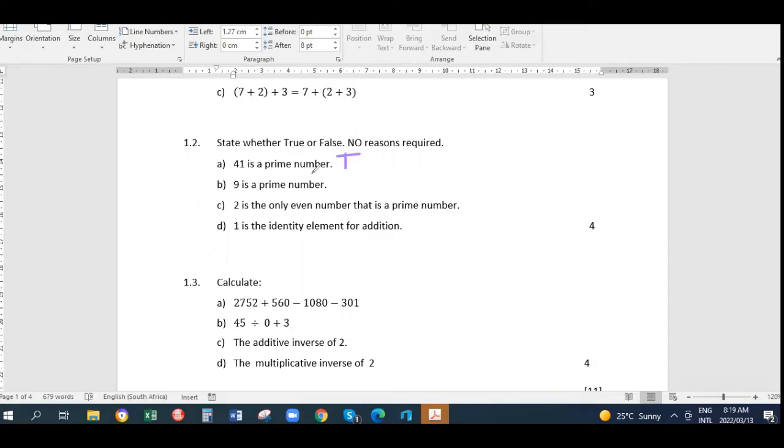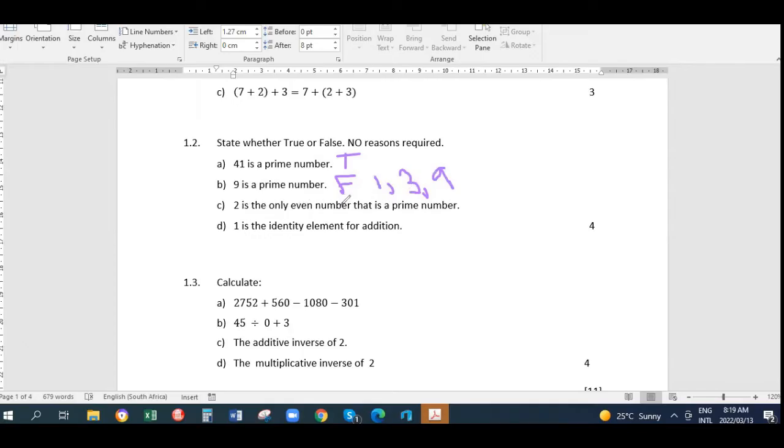The next one is 9. 9 is not a prime number, so the answer is false. Now, why is 9 not a prime number? Because 9 has more than two factors. The factors of 9 are 1, then we have 3. 3 can go into 9, as well as 9 can go into 9. So 9 has 3 factors. So the answer is false.